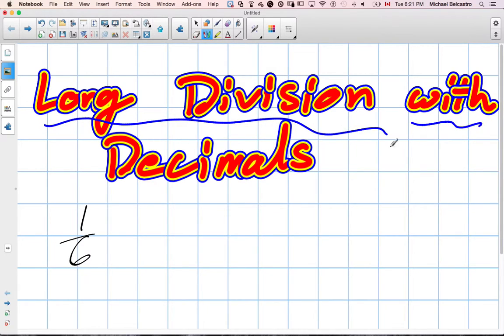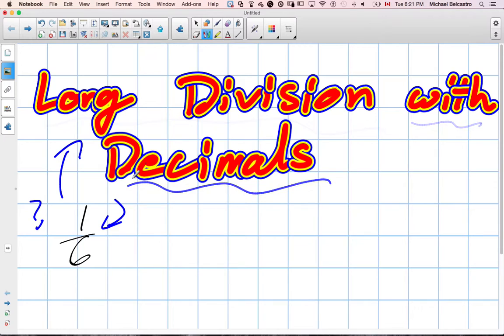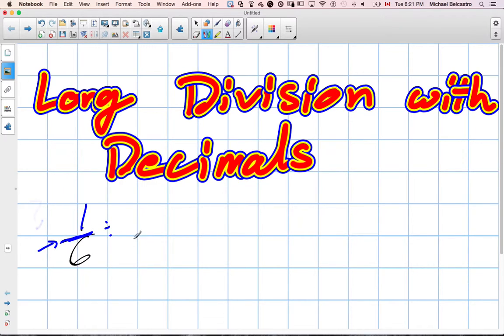Long division, and specifically with decimals. So, actually I have a fraction here to start. So how does a fraction relate to long division? A fraction is actually a division question. It's a number, and this bar that separates our fraction actually means divided by. So in other words, this is saying 1 divided by the number 6.